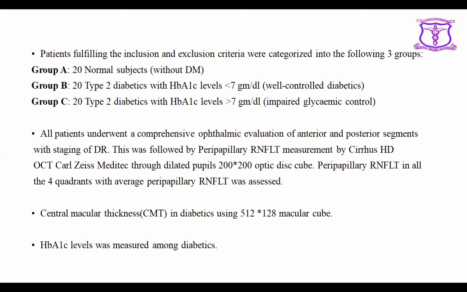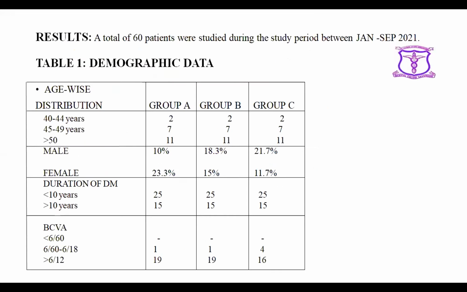All the subjects underwent a comprehensive ophthalmic examination of anterior and posterior segments with the staging of diabetic retinopathy. This was followed by peripapillary RNFL thickness measured by Cirrus HD-OCT through dilated pupils by Optic Disc Cube, and it was also recorded in all the 4 quadrants with average peripapillary RNFL thickness. Central macular thickness was assessed with the help of macular cube. HbA1c levels were measured among the diabetic subjects.